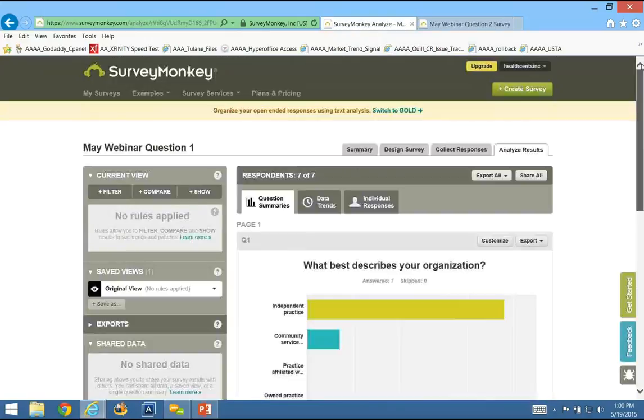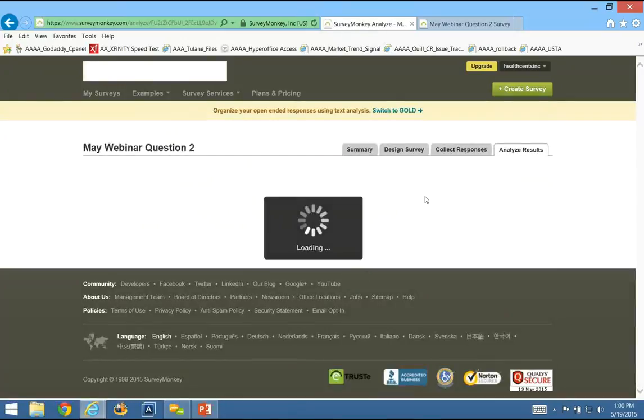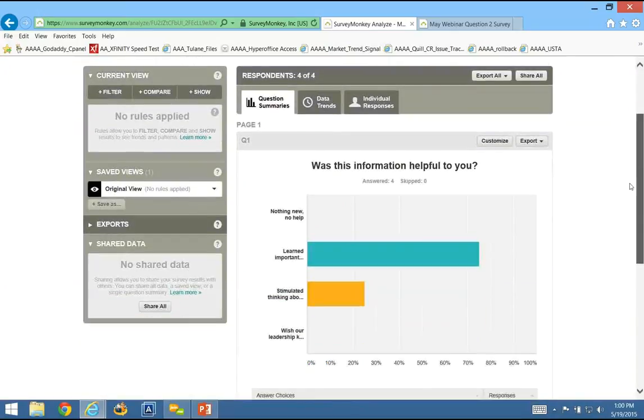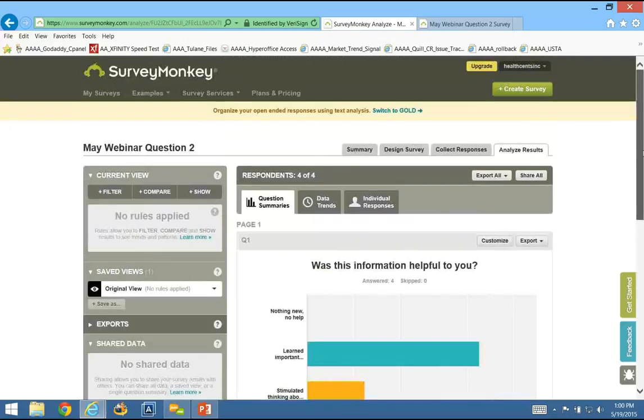Let's take a look at what we have here. Okay, we have a few responses. Let's let our analyzer engine tell us what we have. Of those that answered the 4 responses, we have 3 that learned important context for upcoming changes and stimulated thinking, all very positive.